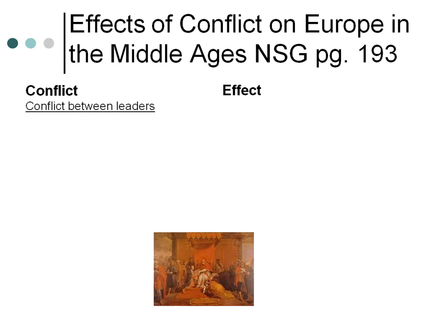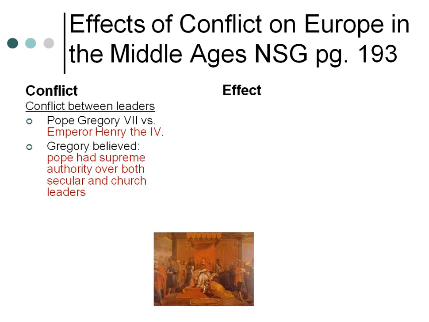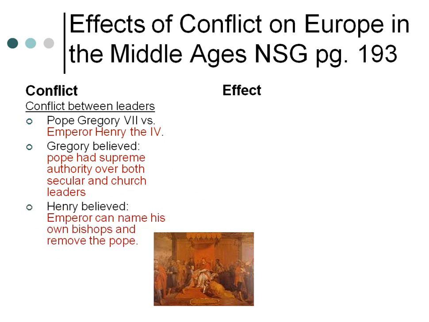So the first is conflict between leaders. This is a conflict between popes and kings. You have Pope Gregory VII versus Emperor Henry IV. Gregory believed that the Pope had supreme authority over both secular and church leaders, whereas Henry believed the emperor could name some bishops and could remove a pope.